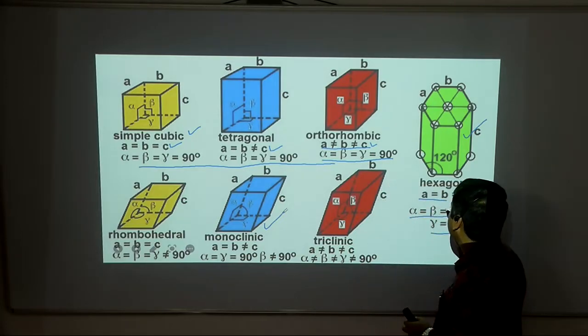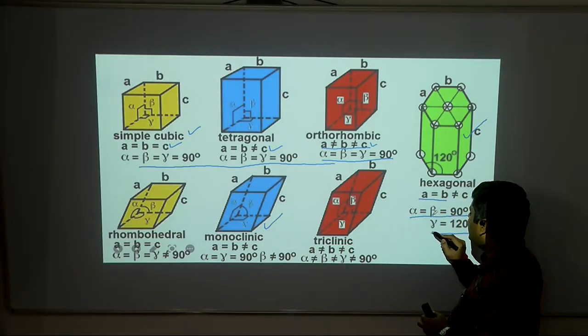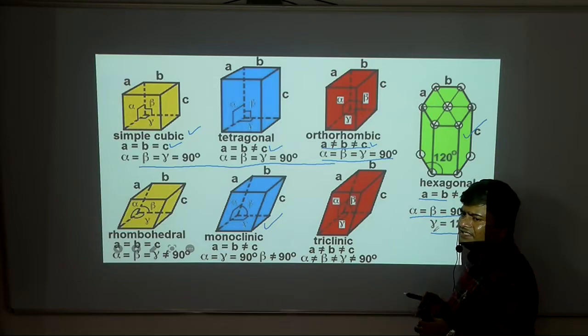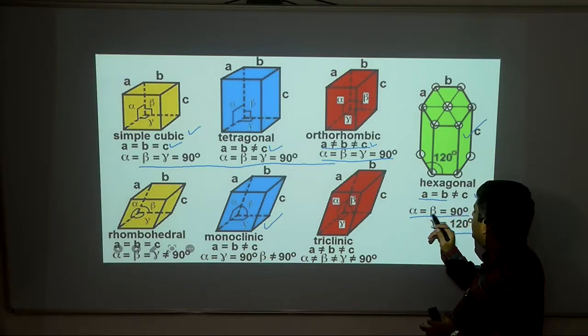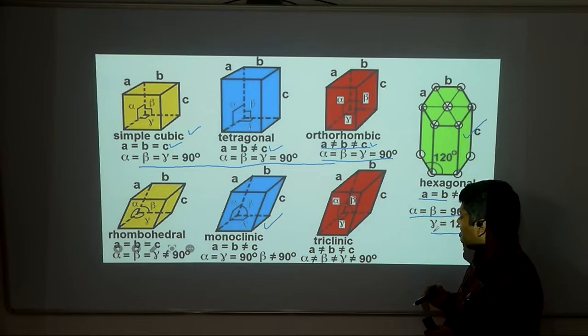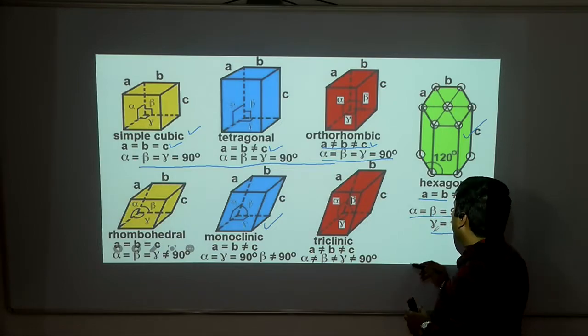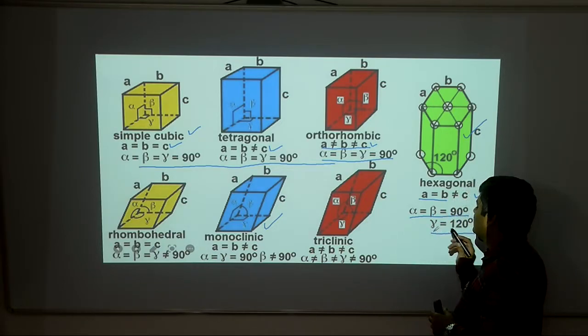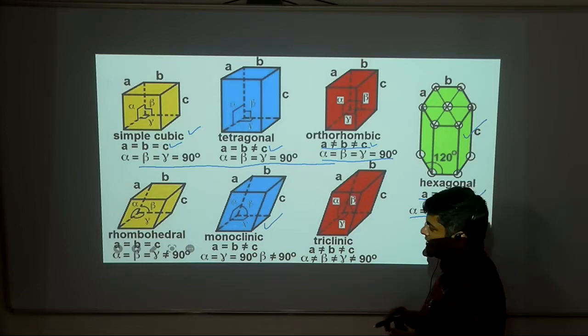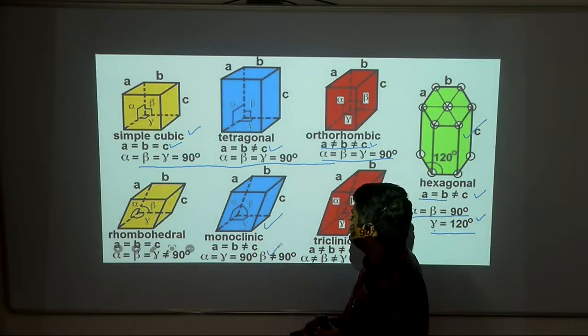Whereas in a hexagonal crystal structure system, beta, gamma, alpha all are the defined ones. Like alpha and beta, they are 90 degree. They are fixed. They cannot be changed. Whereas the third angle gamma is 120 degree. That's not the case over here.